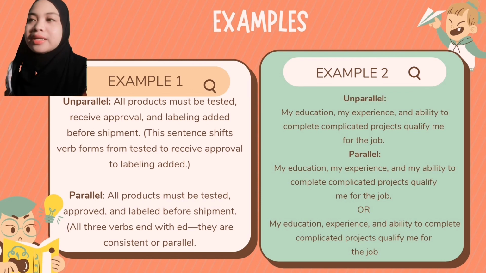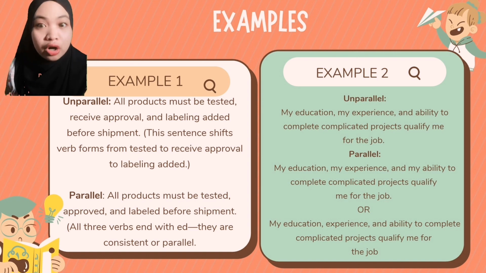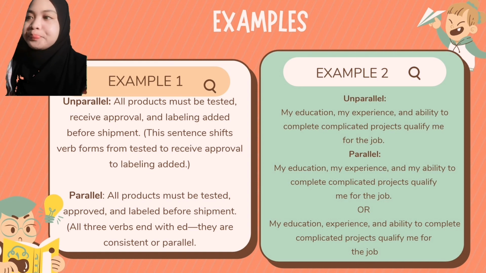Next example, an unparallel sentence: "My education, my experience, and ability to complete complicated projects qualify me for the job." This is incorrect, so let's make it parallel: "My education, my experience, and my ability to complete complicated projects qualify me for the job." Or we can make it parallel as: "My education, experience, and ability to complete complicated projects qualify me for the job."